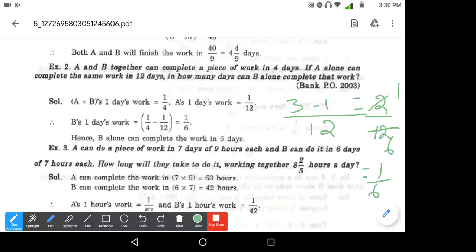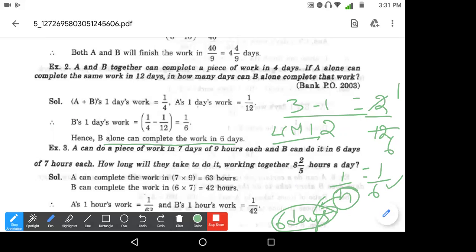1 by 6 is B's 1 day work. How did I get that? I calculated the LCM here, and then I simplified it to get the answer. So B alone is going to take, now this is 1 by n, which means B is going to take 6 days to complete the work alone. He is going to do the work alone for 6 days and complete the work. So B can complete the work in 6 days.